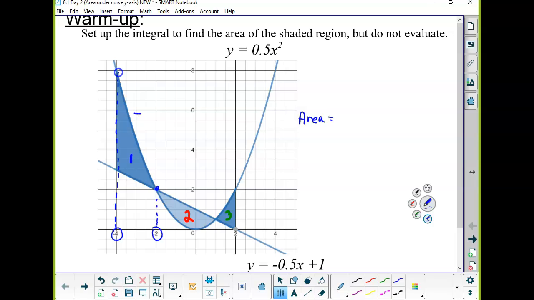And then notice we have a top function, and we have the bottom. And there you have to follow the curve. So here's my top for section 1. And I have the integral from -4 to -2 of 0.5 x squared. So top minus, what's the bottom? The bottom is the linear equation.